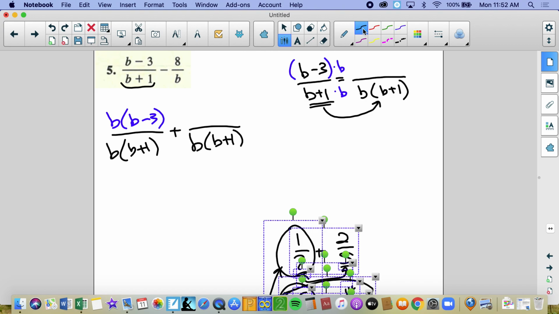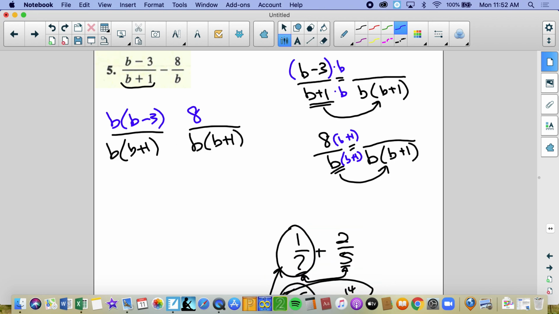Let's look at the other fraction. We have 8 over b equals. So what did we multiply this to get that? Well, we're missing a b plus 1. So that numerator is not going to be plus, it's going to be minus. We see that minus there. And we have 8 times b plus 1.